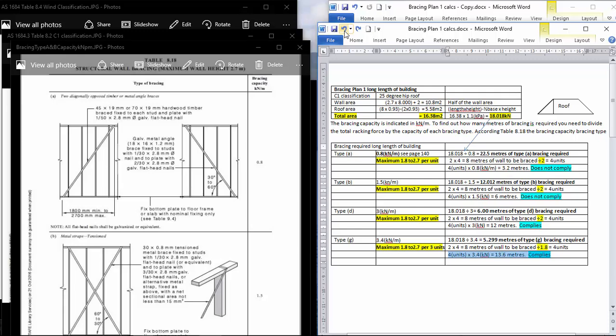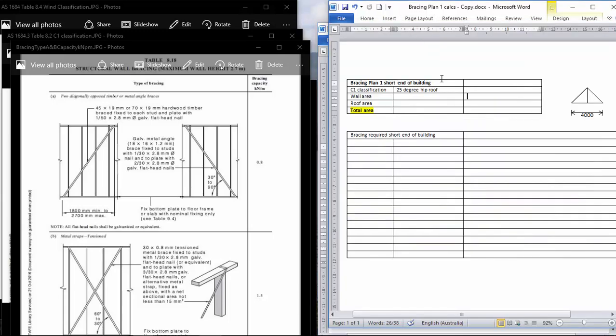The next step is the short end. So we've now completed the long end of the building. We go to the short end of the building and we go through the same process. Okay, so we find half the wall area. We have 2.7 by 4 divided by 2 gives us 5.4. Then we just have half the base times the height. That gives us a total of 7.26.